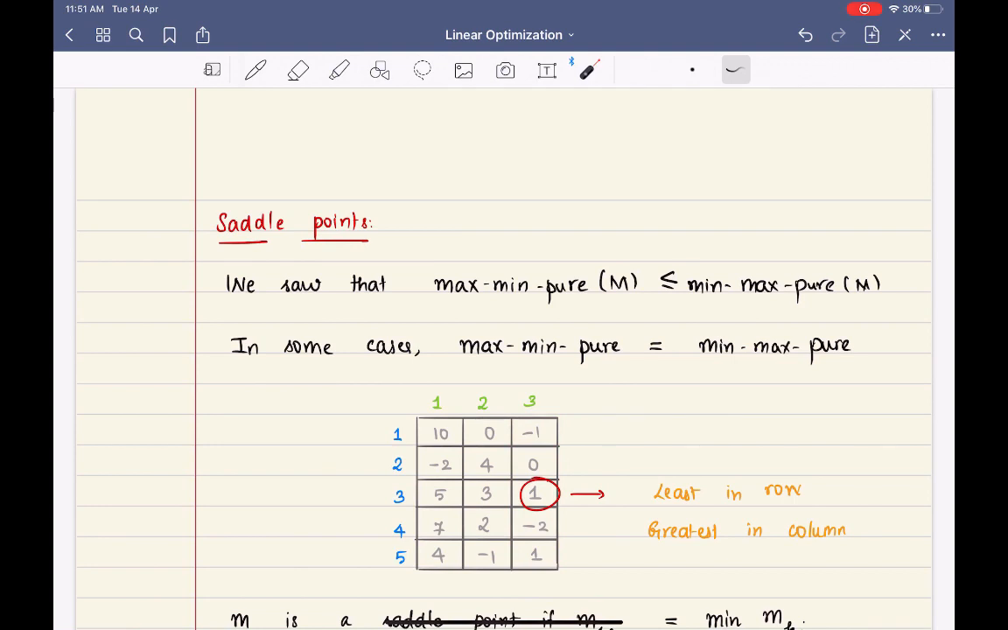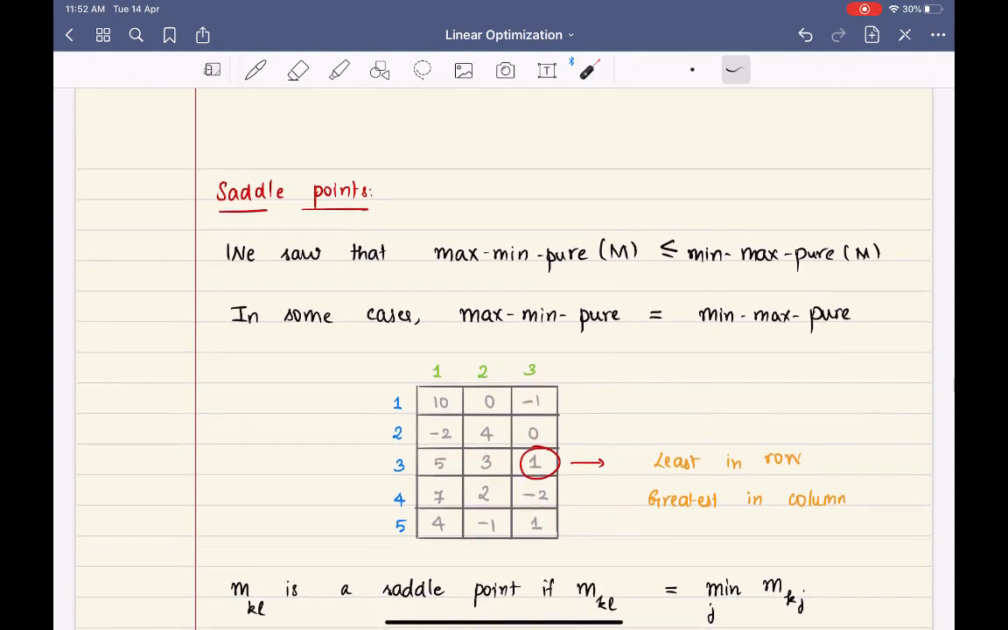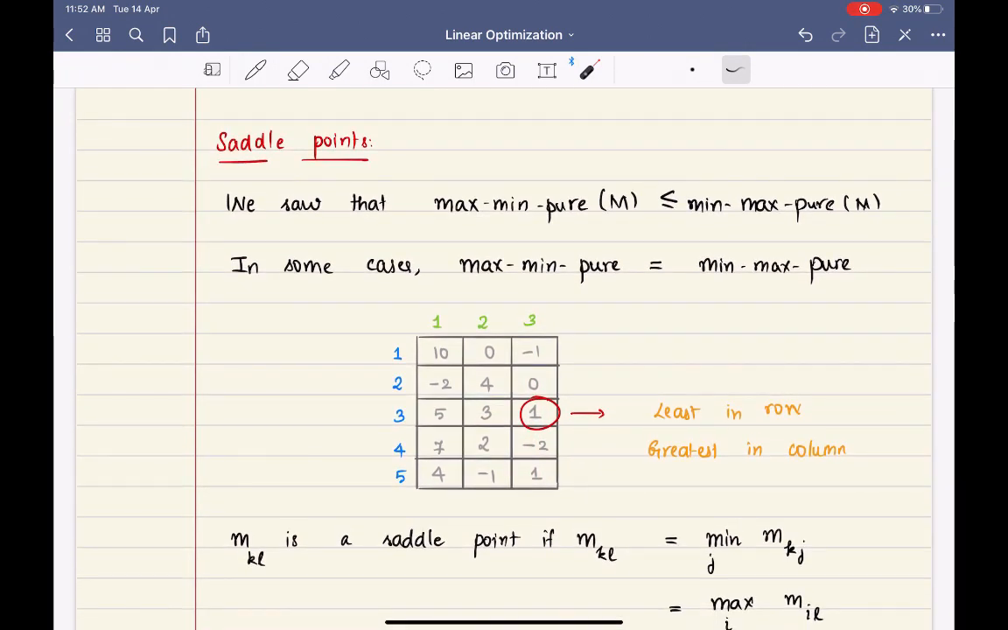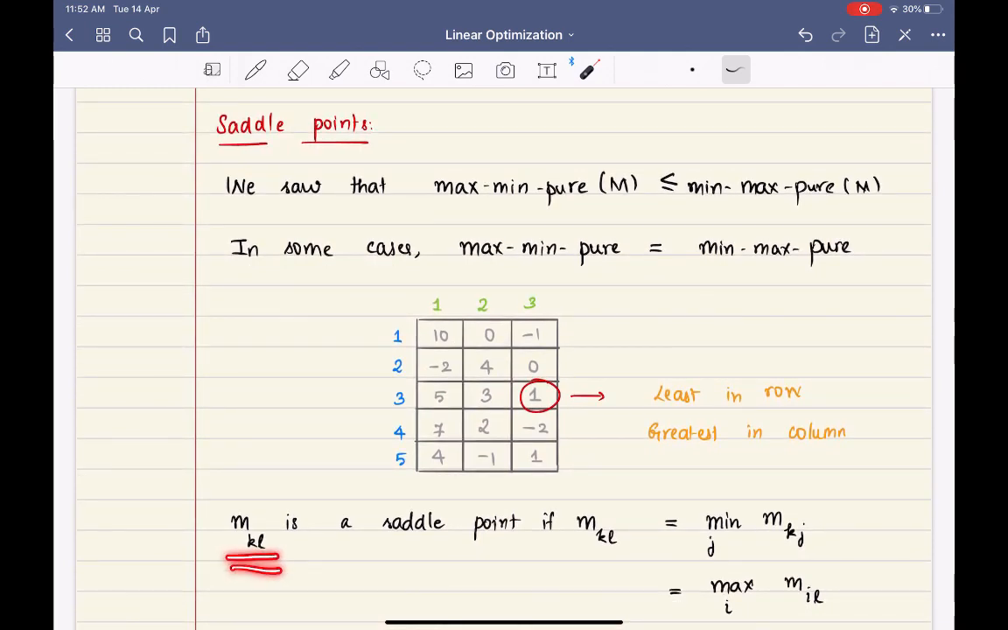Okay, so such a point will be called a saddle point. This is a cell in this payoff matrix which is least in the row and greatest in the column. So an M_kl is a saddle point if, with this being the kth row and lth column, it is the min over all j of M_kj, and it's also the max over all i of M_il.